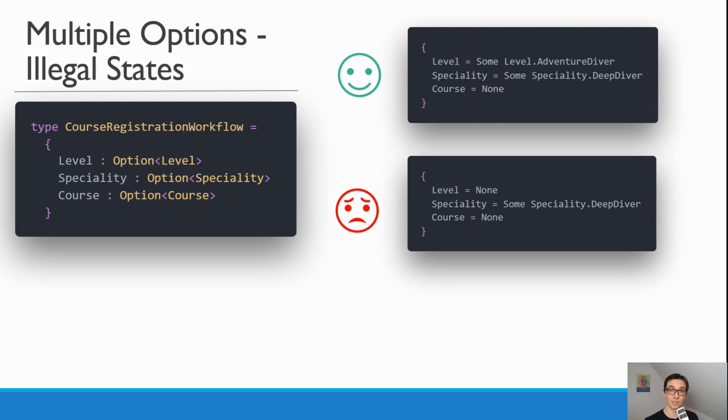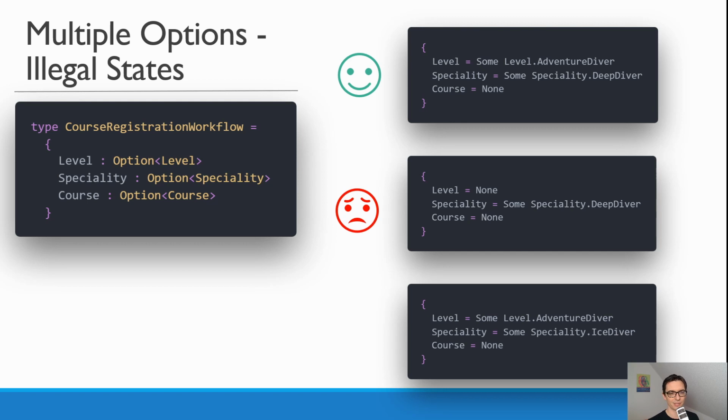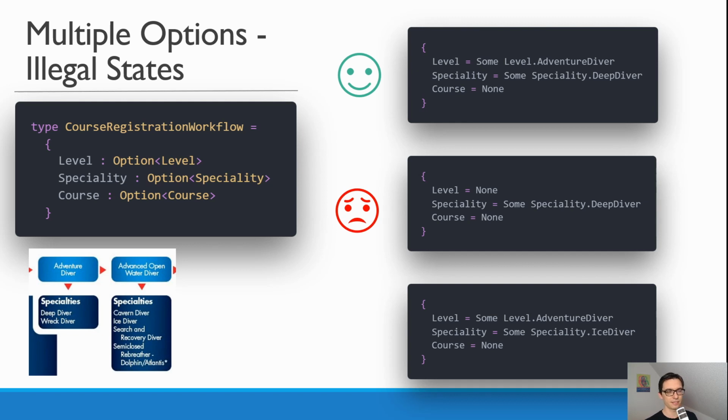So this is a pretty common error if we model like this with a lot of options. But there is also another kind of error that can occur. So let's have a look at this. It's perfectly fine at first glance. So we have a level set, and then we have a specialty set, and then we have no course set yet. So is this right? If I ask like this, of course it's not. So let's have a look at this thing here again.